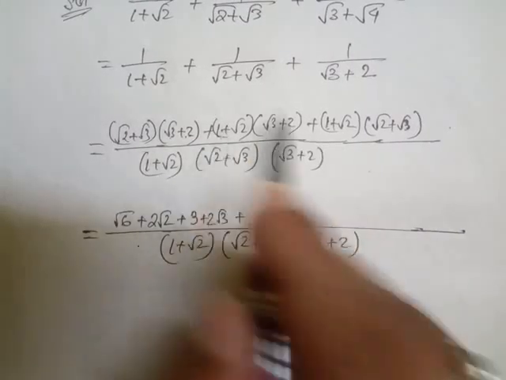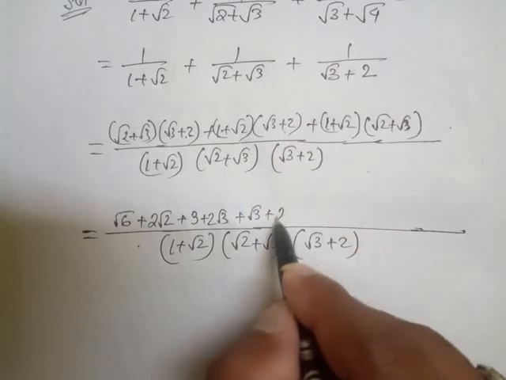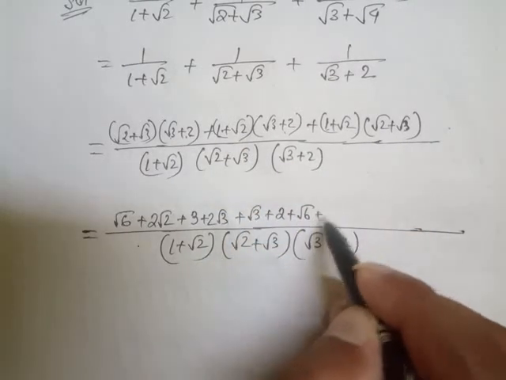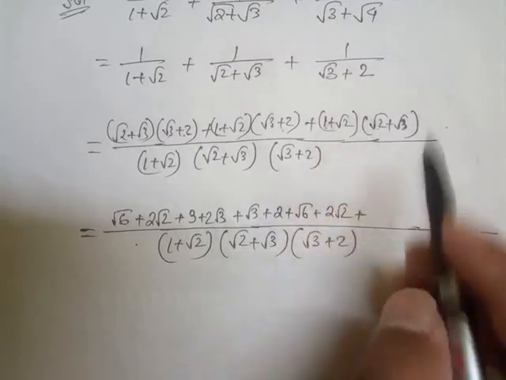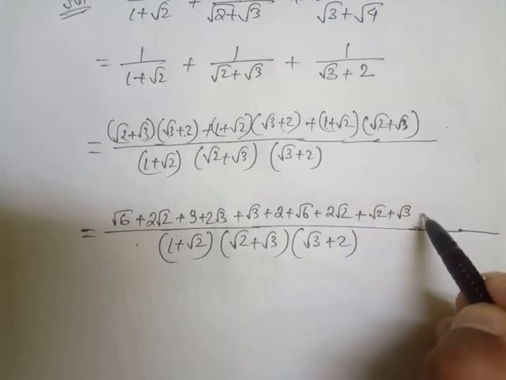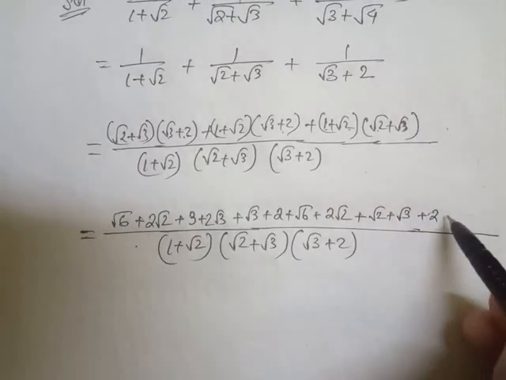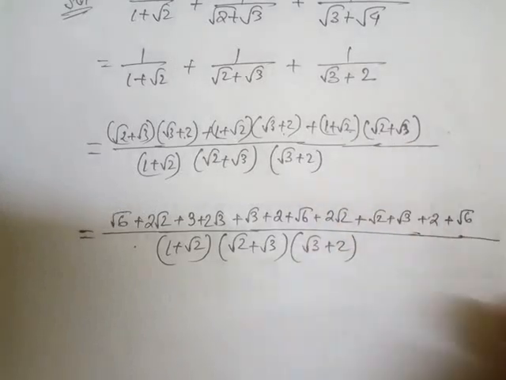Next step would be √3 into √3 is 3, then 1 into 2 means 2, then √3 into √2 is √6, and there is 2√2. Now the next part would be again 1 into √2 means √2, and 1 into √3 is √3, then √2 into √2 means only 2, since the square and square root cancel, and √2 into √3 is √6.